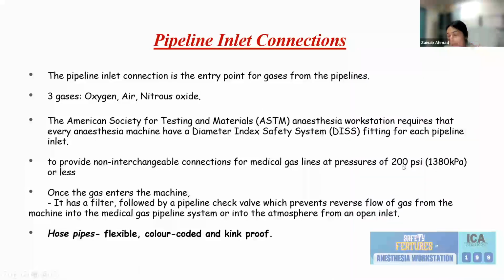The cylinders are at a pressure of 2000 psig for oxygen. The pipelines are at a pressure of 200 psig. Primary pressure regulators decrease it to 35 to 50 psig. The second stage pressure regulator decreases it to 14 psig. And finally, at the common gas outlet, it is 5 psig.